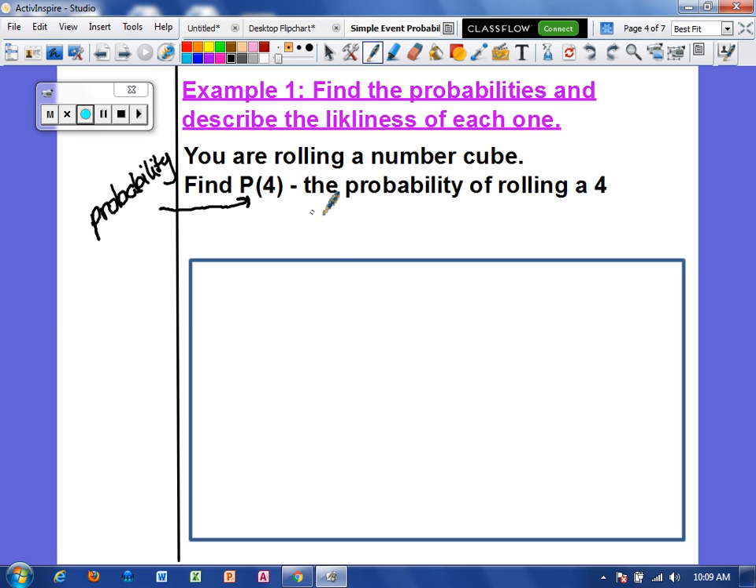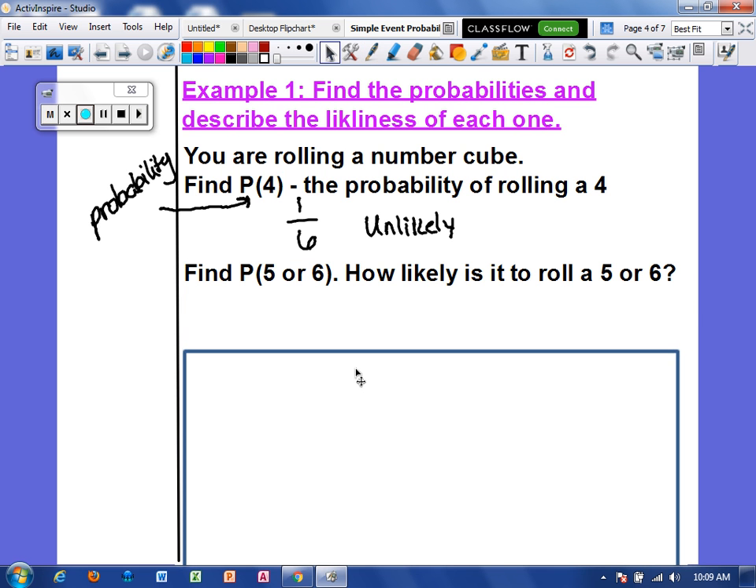So there is one side of the die that has a 4 on it, and there are 6 total sides. So the probability would be 1/6. Now, since only one side has that number on it, the probability of rolling a 4 on the very first try is unlikely. Yes, it can happen, but it's not likely to.